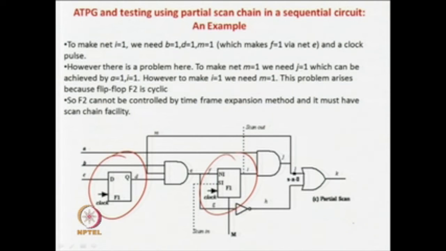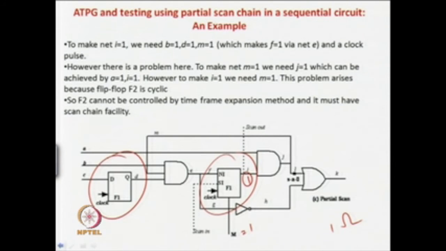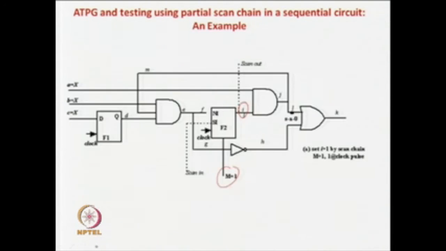In this case, you first make M equal to 1, then you apply a 1 and a clock pulse. Once you do, you definitely get I equal to 1. Next, you make M equal to 1, apply a clock pulse, and you get a 1 over here, correct. This is what I was saying, that this we control by time frame and this you control by scan. Okay, so this is the first step. You make M equal to 1 and you get it over here.